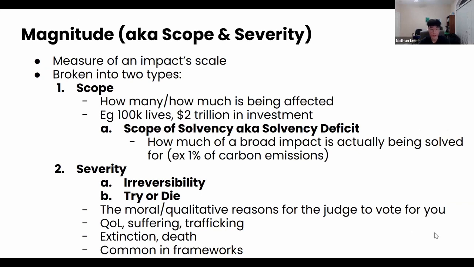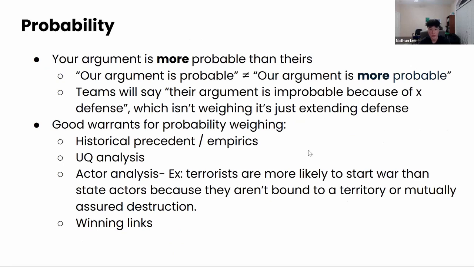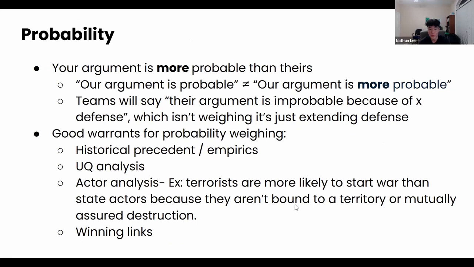All right. Next is probability, which is saying that your argument is more probable than theirs. An important distinction I want to make is that you saying your argument is probable does not mean that you're saying your argument is more probable than your opponent's. If you say your argument is some percent probable and your opponent says it's another percent probable, you're leaving it up to the judge to determine which is more probable. That's why, again, when you utilize comparative weighing or probability analysis, you write the judge's ballot by telling them why yours is more probable.